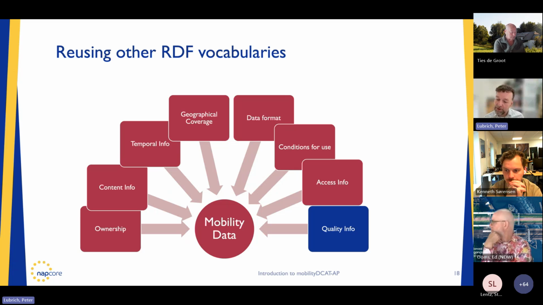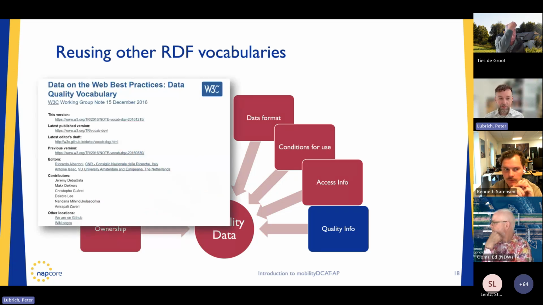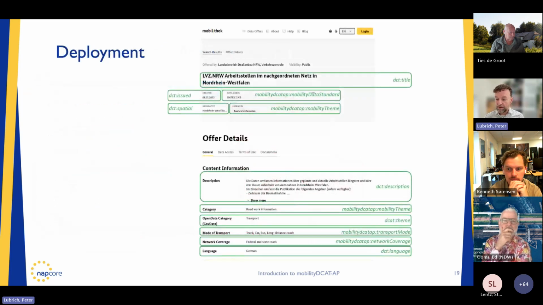So for quality info, which is a new topic for us, we found there's already something cool on the web called Data Quality Vocabulary. So we try to reuse as much as possible from this other vocabulary into our work. And how does this get deployed? So we will have a deployment session during the webinar today.